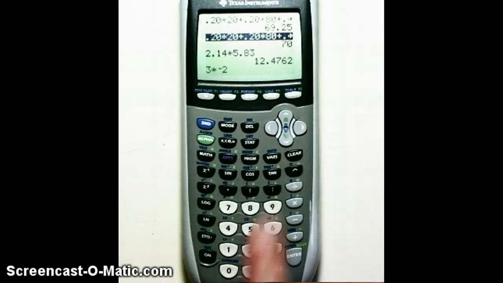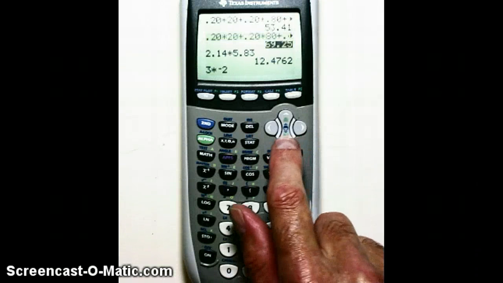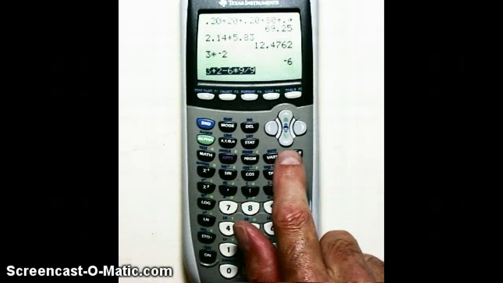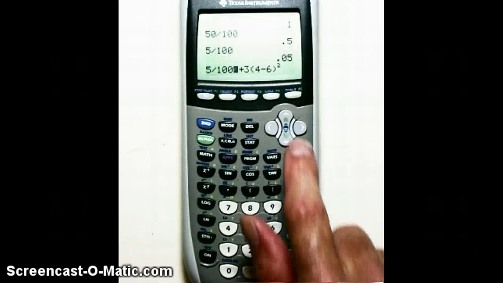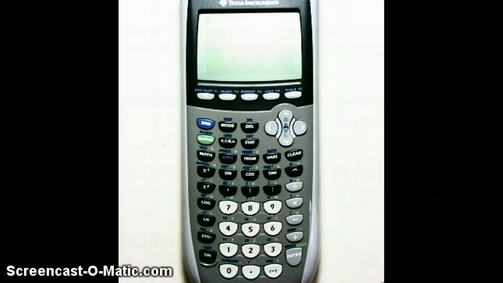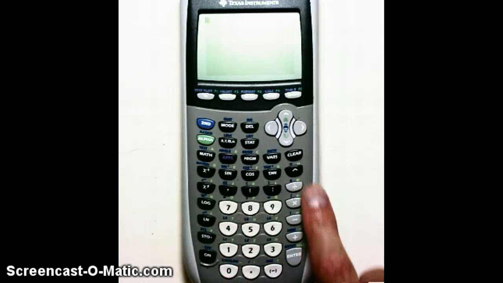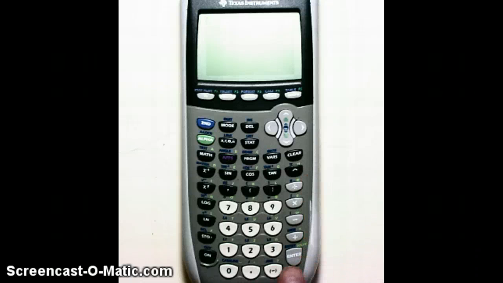To clear the whole screen, I just hit clear. I may have to hit it twice, and in my case I messed up, so I'm just going to hit enter and hit clear twice. That normally gets rid of your screen. We talked about the number keys. We talked about the gray operation keys. And don't forget, this is your equal or your enter.